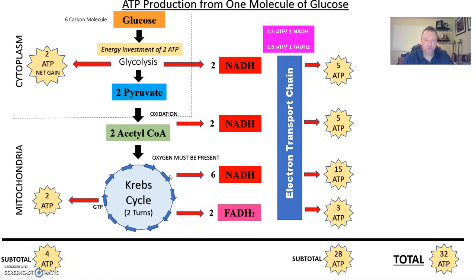Krebs cycle also produces, in its 2 turns, 6 more NADH and 2 FADH2, which is another reduced enzyme. These all head to the electron transport chain, and a conversion takes place. The current thought on conversion rate is the following.